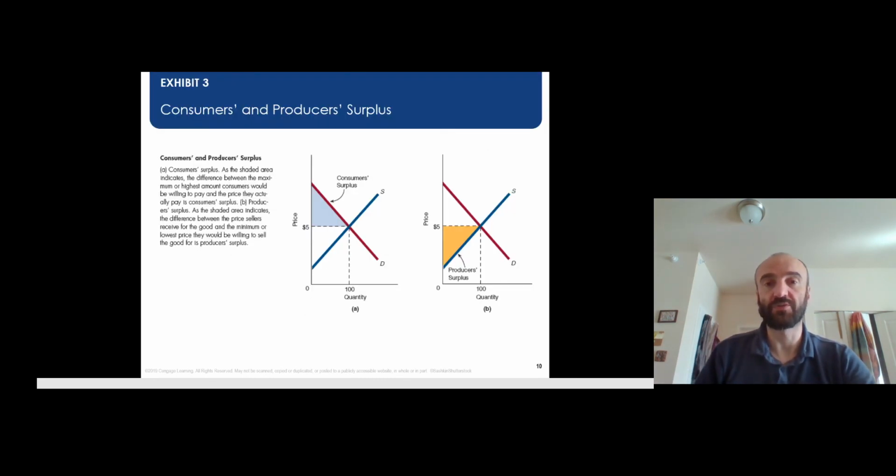So this is shown on this graph here, Exhibit 3, graph A. You have a supply of a good and you have demand. The equilibrium price is $5 and the quantity sold is 100. So at a price of $5, only people whose maximum buying price, what they are ready to pay for the same product, is higher than $5 are going to buy the product.